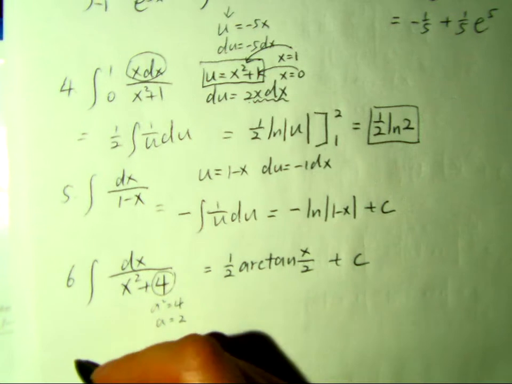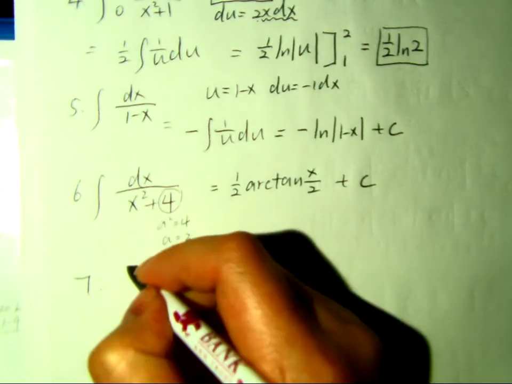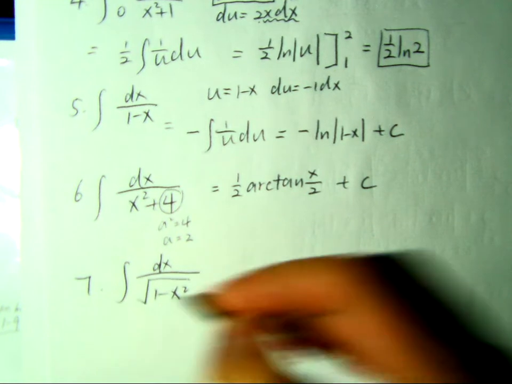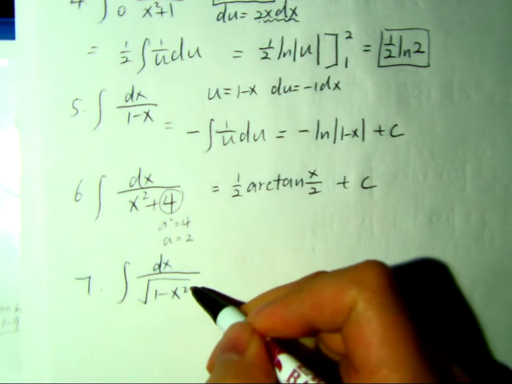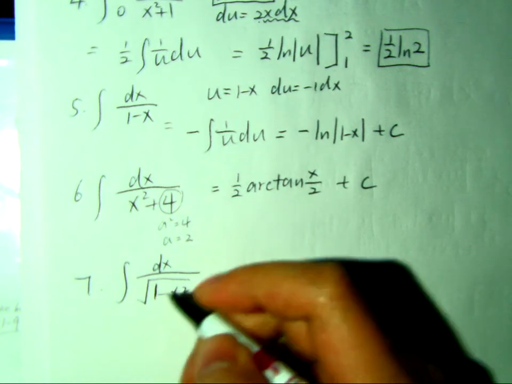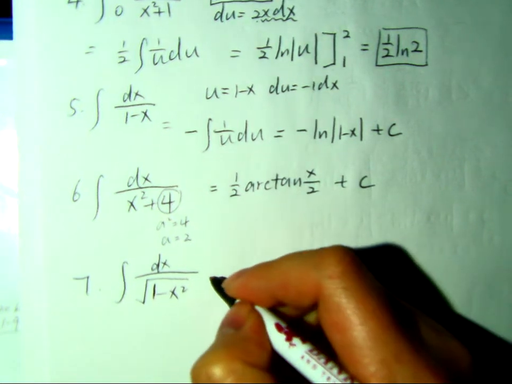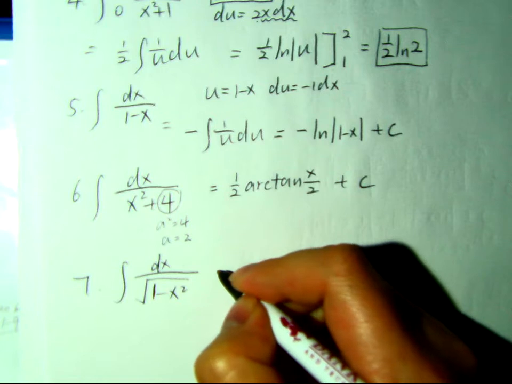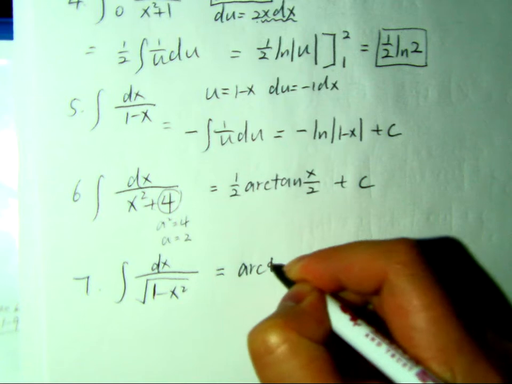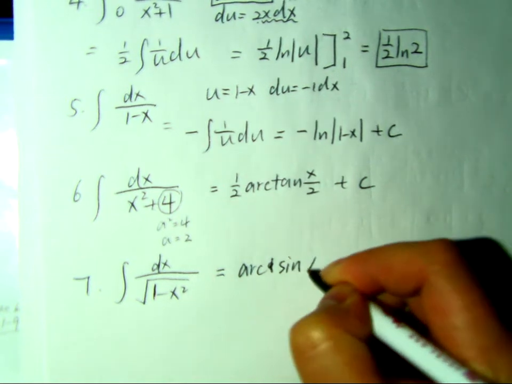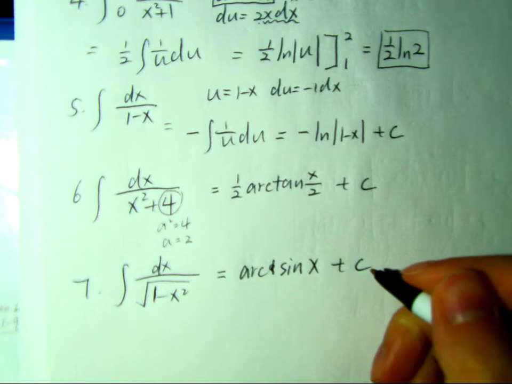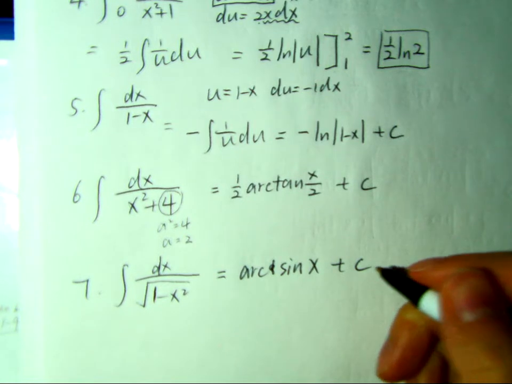And the next one. Integral dx over square root of 1 minus x squared. This is the arcsine formula. And this is 1. That means you don't have any x over a number in your formula. You just rewrite this as arcsine of x plus c. That's it. Next one.